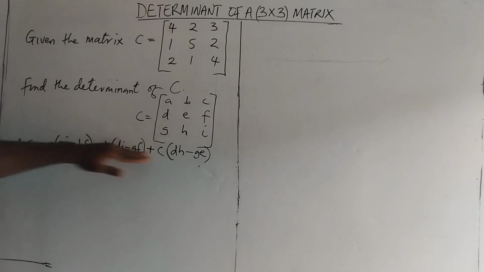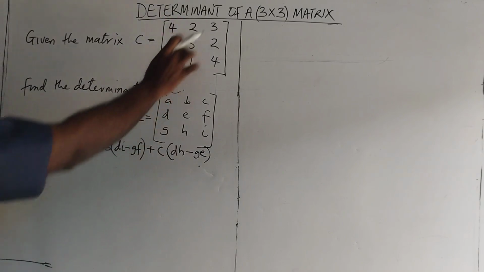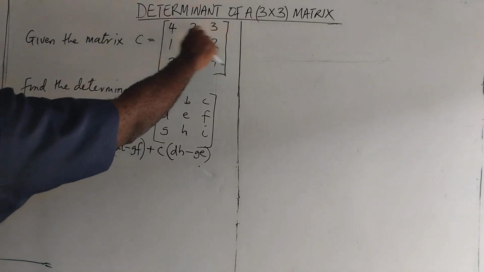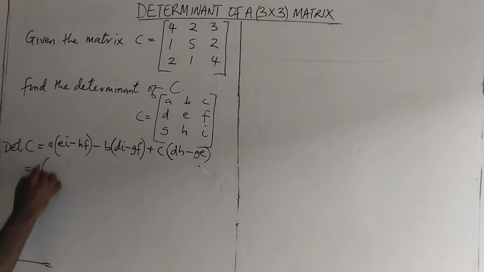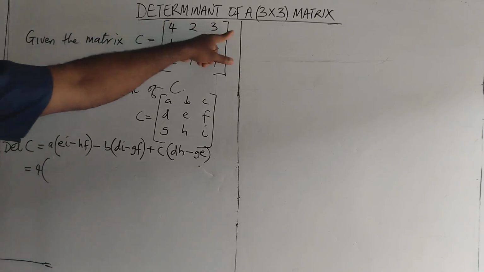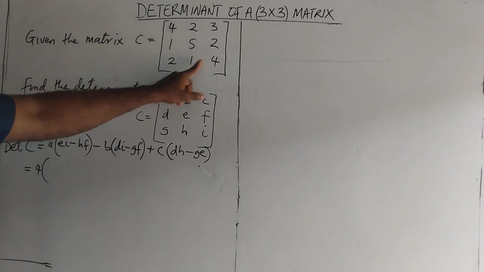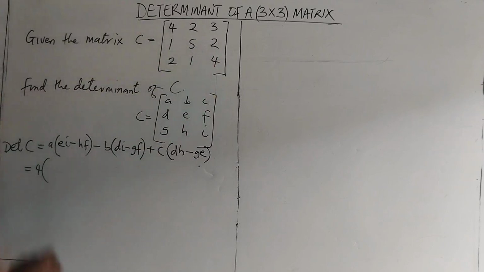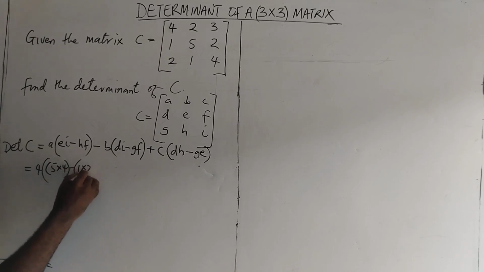So with this formula, you can easily implement the determinant of the real matrix given in the question. So the first row is 4, 2, 1. Taking 4 into consideration, removing everything in the same row and column, I will have 5, 2, 1, 4. Then the determinant of this 2 by 2 matrix is 5 times 4 minus 1 times 2.